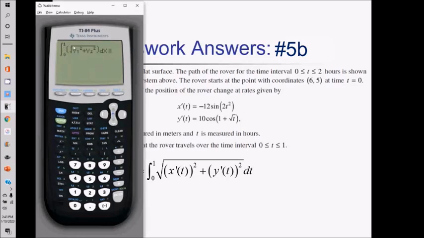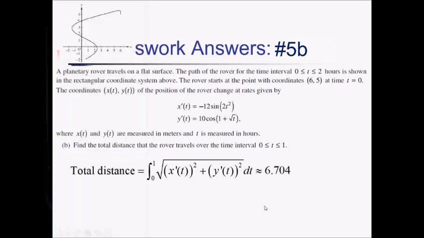Integral 0 to 1, square root of, and here's x prime squared, y prime squared. I don't need any parentheses with anything plugged in because I'm just doing the general function with a t as the input variable. All right, enter. And this gives us a total distance of, it's thinking very hard about this. Don't stop believing. Wait for it. There we go, 6.704. And what units is this? Well, total distance, that's going to be in units of meters.